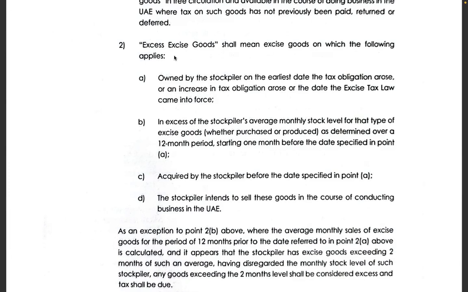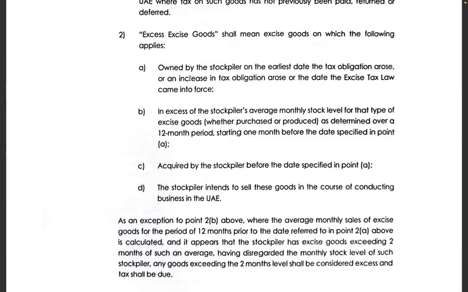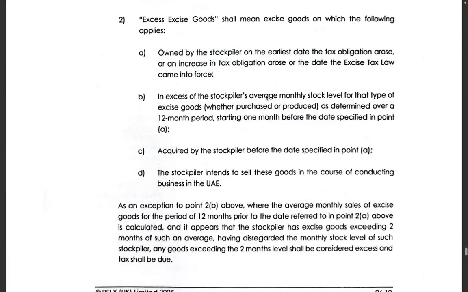So let's read it again. Excess excise goods shall mean excise goods on which the following applies. Owned by the stockpiler. So those excess excise goods are owned by the stockpiler on the earliest date the tax obligation arose, or an increase in the tax obligation arose, or the excise tax law became active. So, the earliest of these dates.